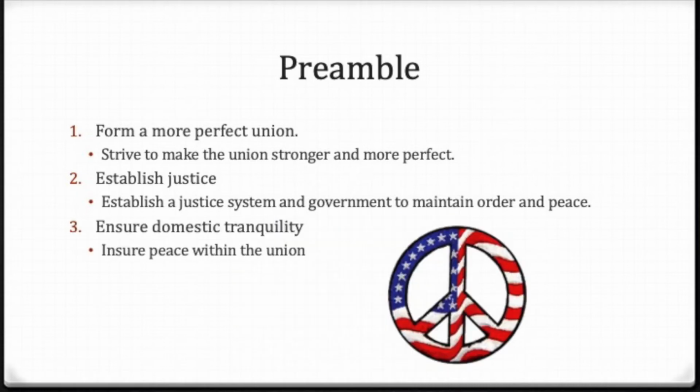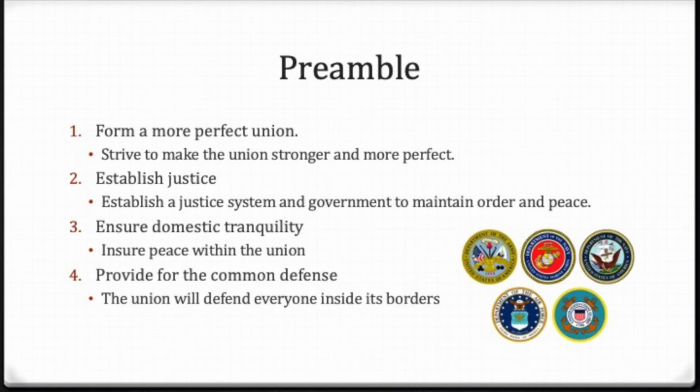Our third goal is to ensure domestic tranquility, and this is where we're keeping peace and maintaining order within the country. Again, we looked at Shays' rebellion last week. We don't want another Shays' rebellion. We want to avoid those types of issues. Of course, this past year, with all the different mobs that have occurred and the violence throughout the United States, people are questioning this goal of the Constitution at this point.